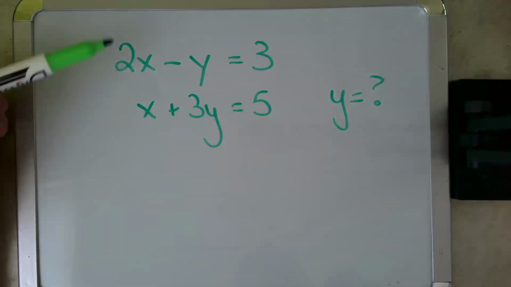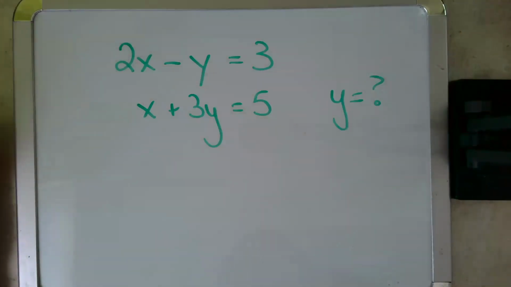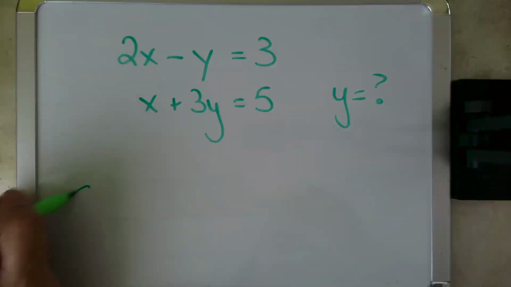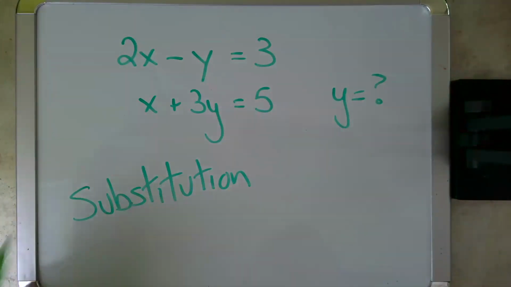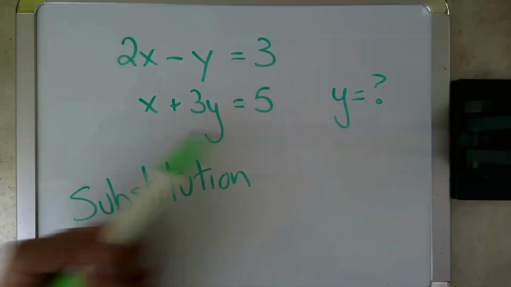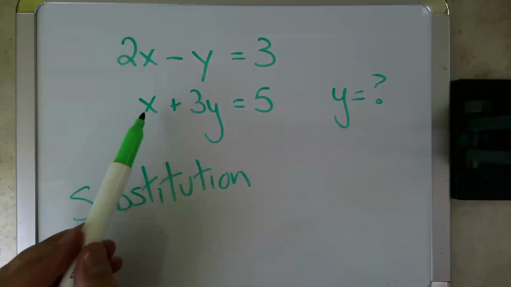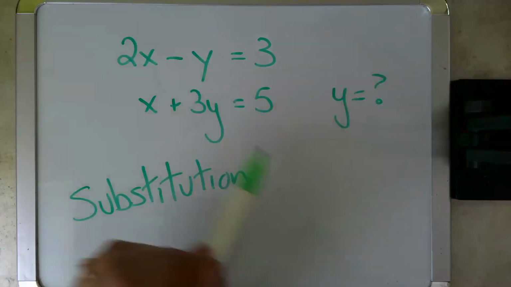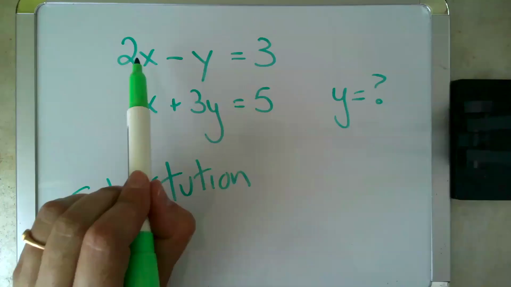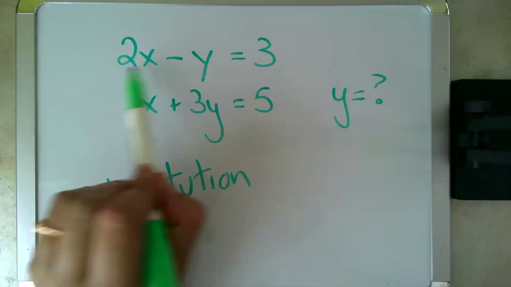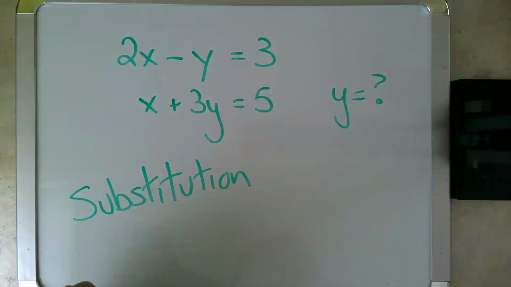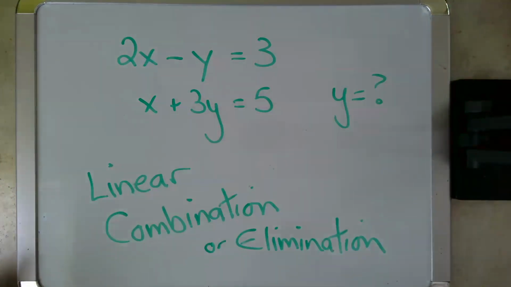All right, so there are a bunch of ways that you can solve this. You could solve by substitution, where I would subtract my 3y over to the other side, have x equals, and then I would throw that in for the x in this equation and have a whole equation in y and solve for y. So that's one way to do it. My favorite way, though, is called linear combination or elimination.